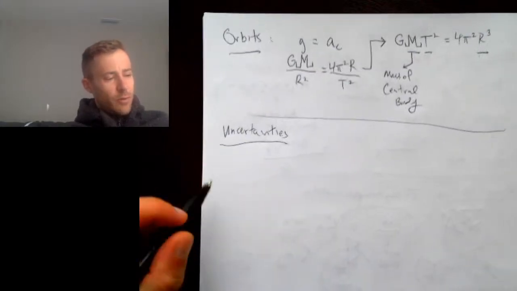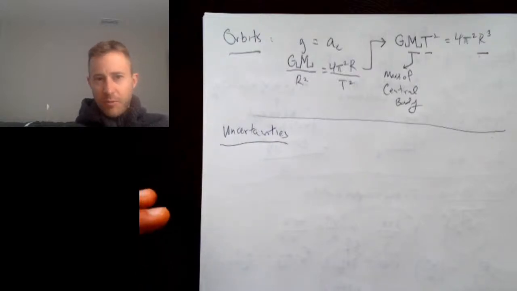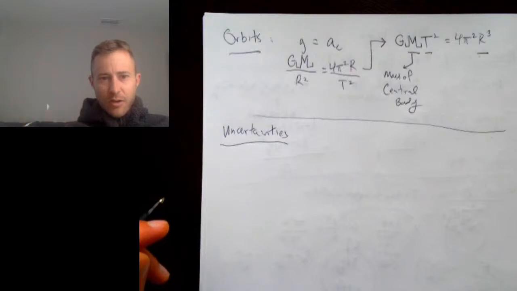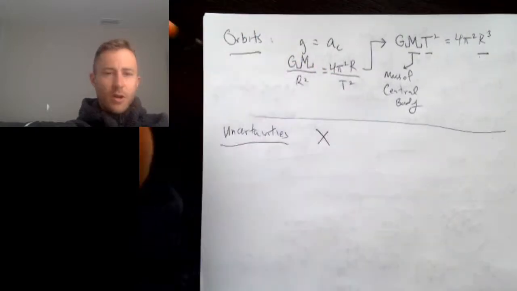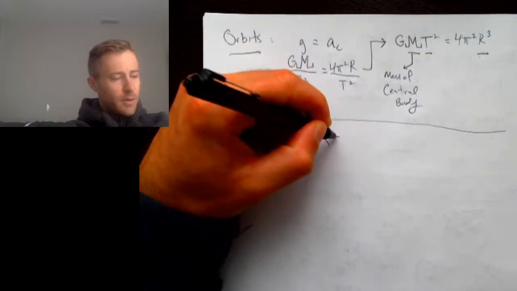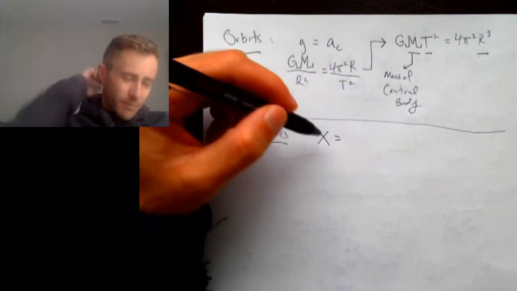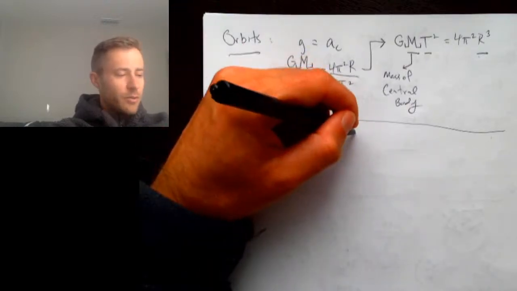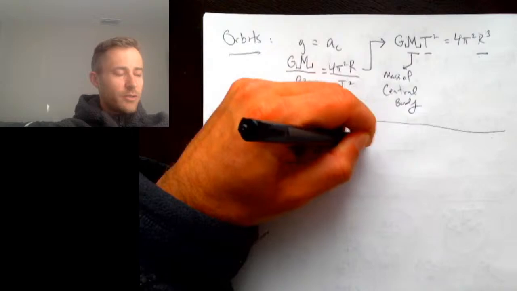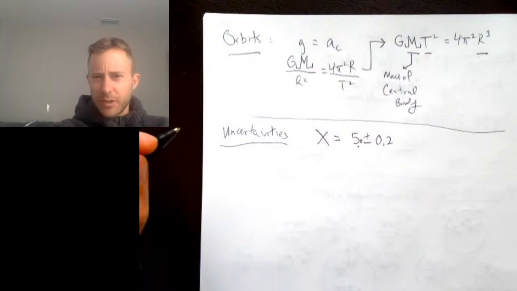Okay, so uncertainties. So if we have a value, and this is usually how it works in an experiment, you make a measurement and that measurement is not 100% certain, okay? So let's say you're measuring a quantity called x, and so x maybe is equal to 5 plus or minus 0.2. I should technically say 5.0 plus or minus 0.2.